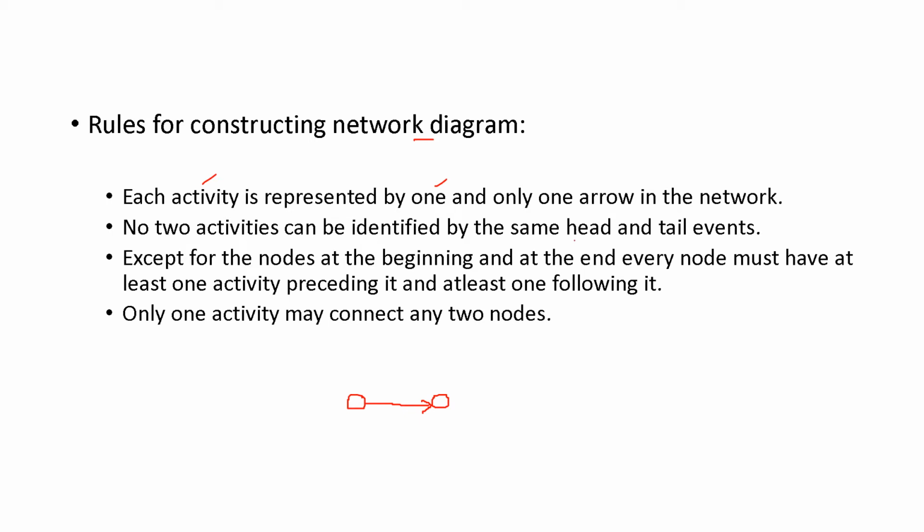That is, between these two nodes, this is the first node and this is the second node, right? So between these two nodes, there will not be any activity where the head and the tail are the same. Suppose you are drawing like this. See, same head and tail, right? So no need for these two activity lines. Only one activity may connect any two nodes. That is the main point which we have to remember.